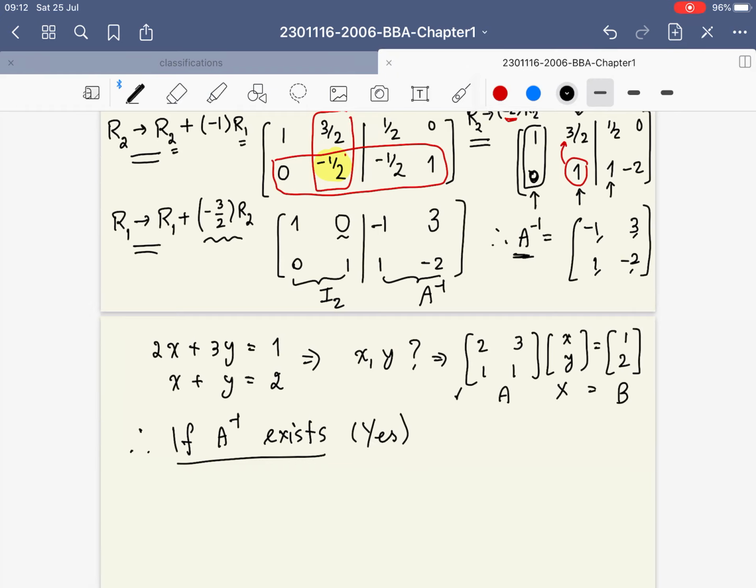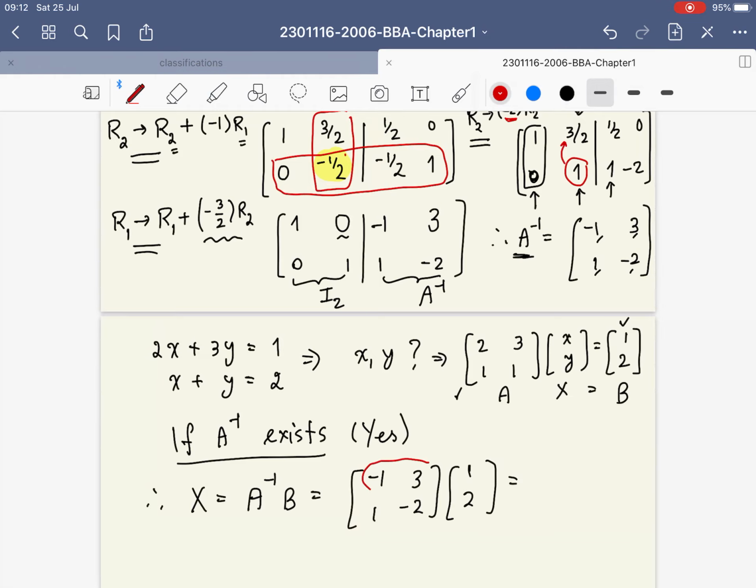So it means that your X becomes your A inverse multiplied by B. Your A inverse, it is this one. Your B, it is 1 and 2. So can you do a multiplication?